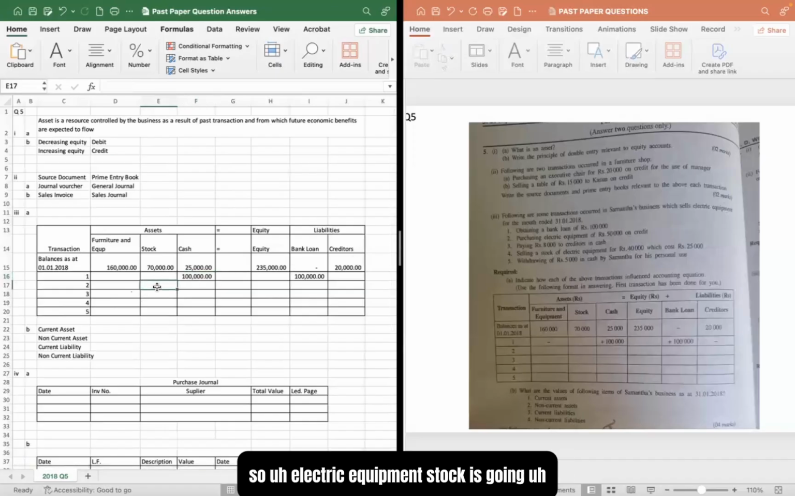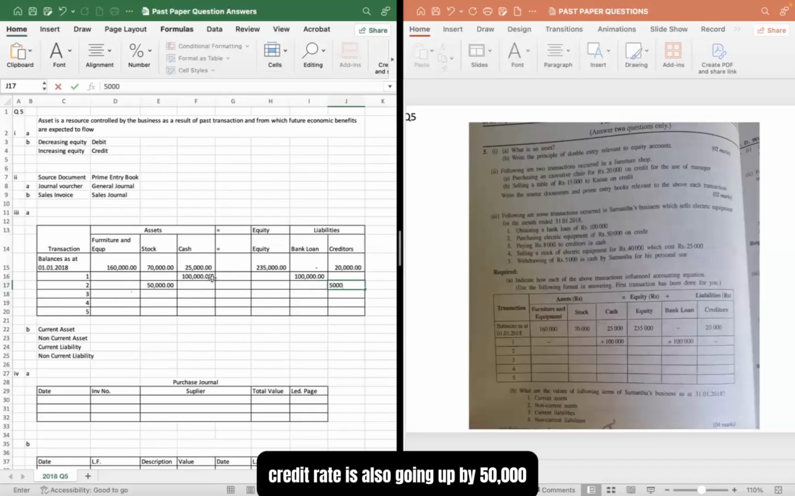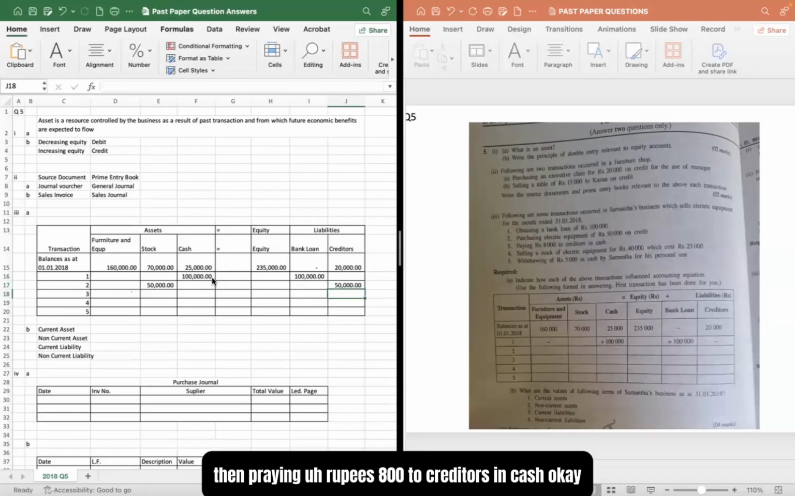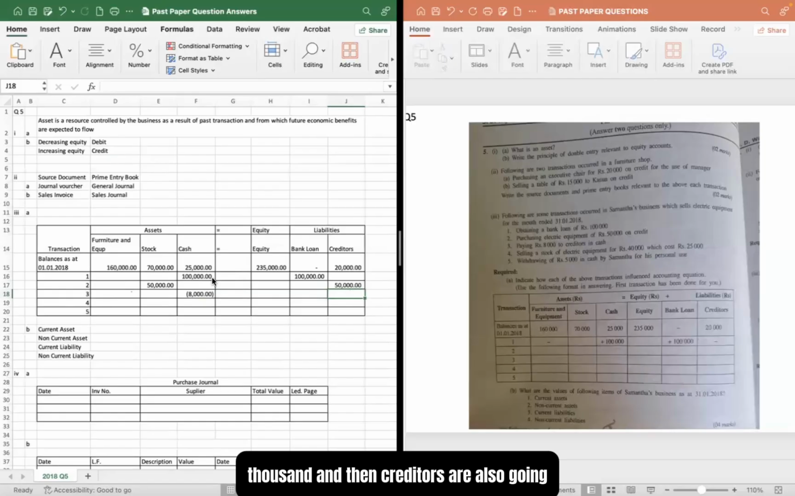So electric equipment stock is going up by 50,000. You have to mention it as plus. And then what is happening on credit? He has bought it on credit. So because of that, creditors is also going up by 50,000. Then paying rupees 8,000 to creditors in cash. Then what is happening? Cash is going down by 8,000, and creditors are also going down by 8,000.